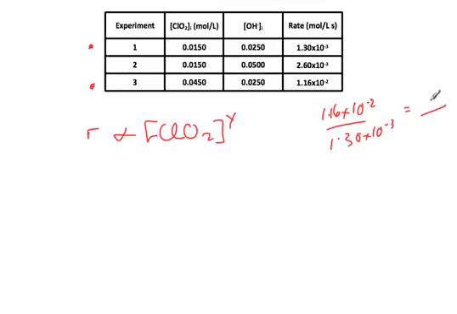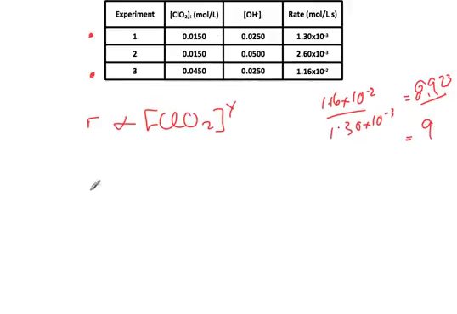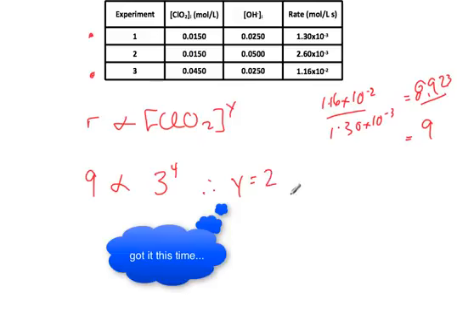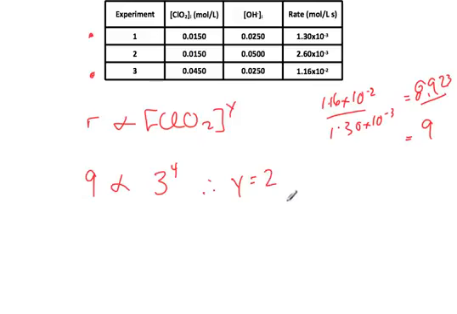And what's that number? Well, when you do the math, it was 8.923, which we can round to 9. So that's to say that the rate has increased by a factor of 9. Well, what do we do to concentration? Well, 0.015 increased to 0.045. We tripled the concentration, raised to that exponent y. And again, by inspection, y must equal 2. 3 squared equals 9. So there we go.